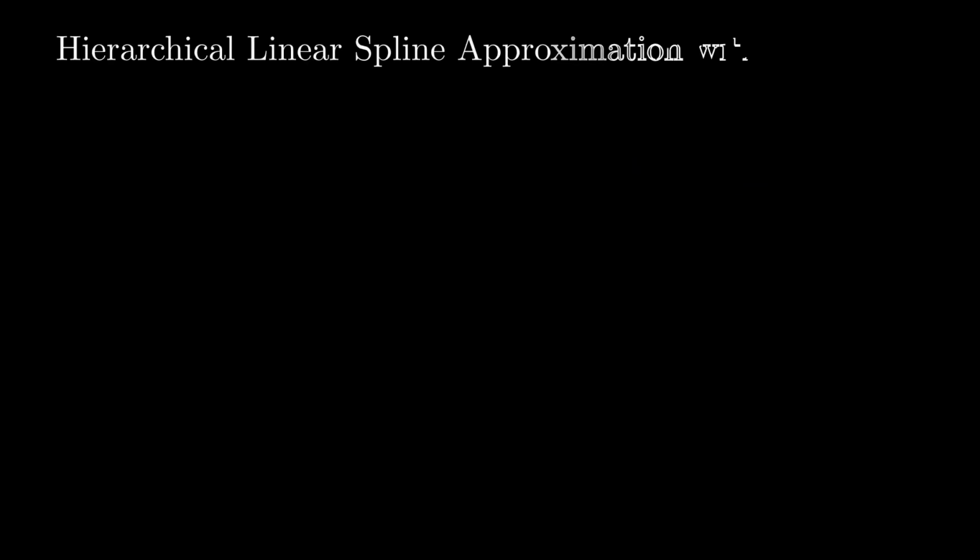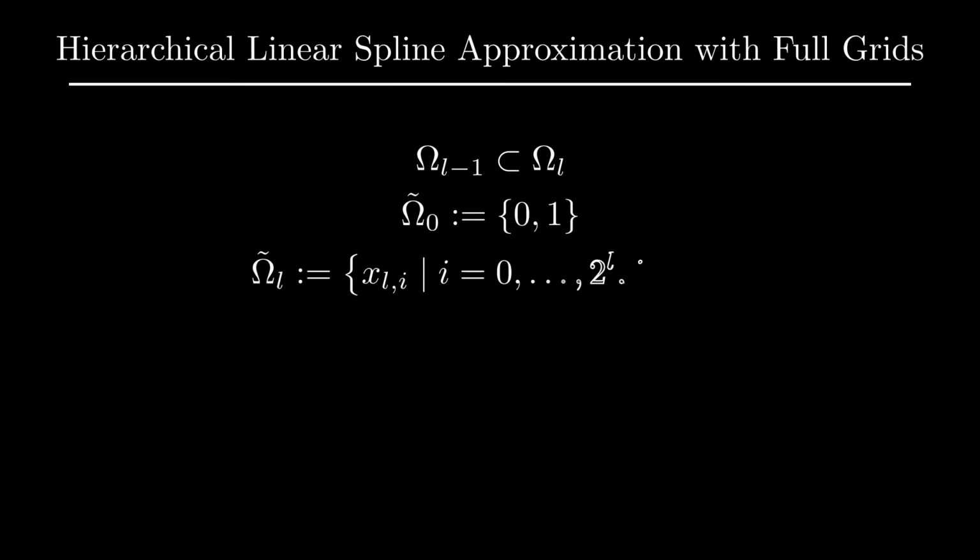Now let's consider a hierarchical linear spline approximation with full grids. Note that in the previous examples, the set of grid points were nested, which means that the set of grid points at each level contained all of the grid points from the previous level. To define a hierarchical basis, we consider only new grid points that were not already contained in the previous level. This corresponds to grid points with odd indexes. This means that our grid can be decomposed into L+1 incremental grids, and our grid can be represented as a union of these disjoint sets.